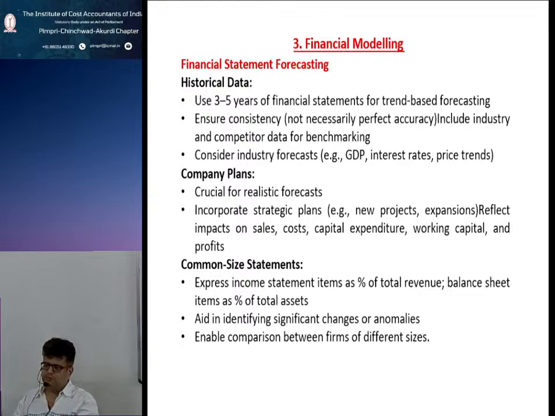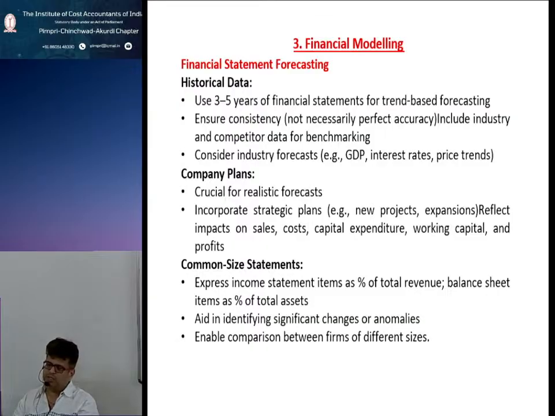Continuing with financial statement forecasting, another aspect is historical data. So use 3 to 5 years of financial statements for trend-based forecasting, because it's all about forecasting. It can't be just in air. There has to be some premise, some basis, and on that basis you analyze the past and thereafter forecast the future. So that's how historical data of at least 3 to 5 years, a substantial period that will be authentically available, should be used for trend-based forecasting.